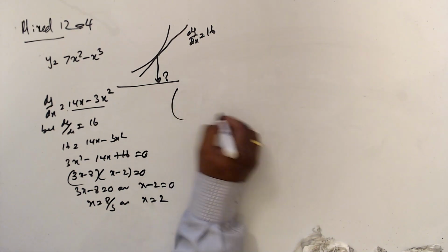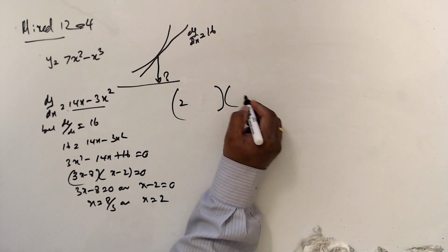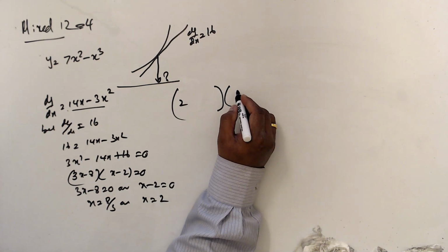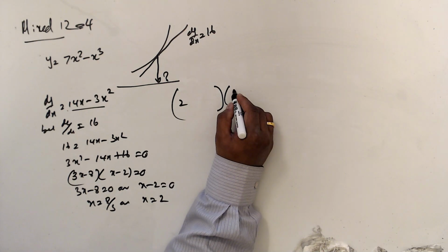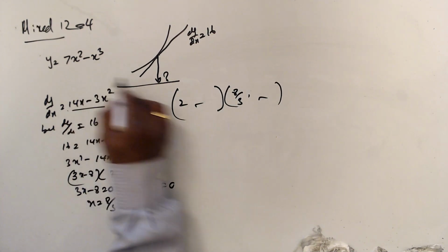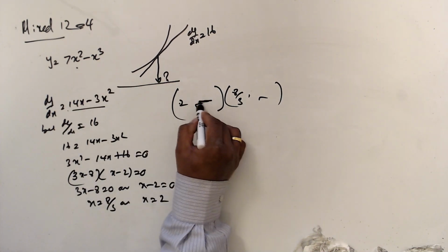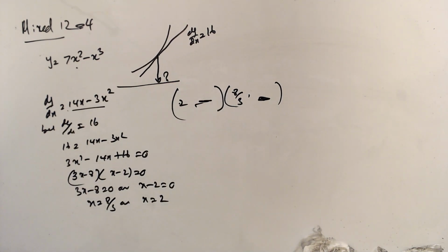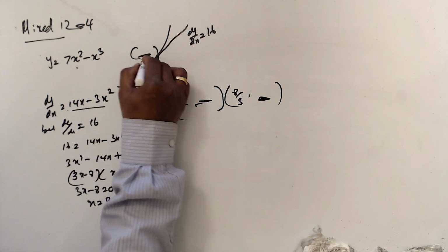So what are those points? One is 2 and the other one is 8 over 3. You can find those y values when you substitute into here, if you need the point.